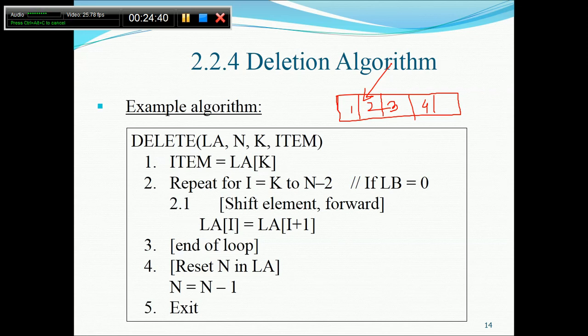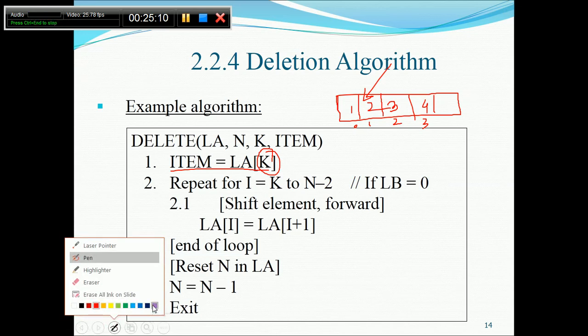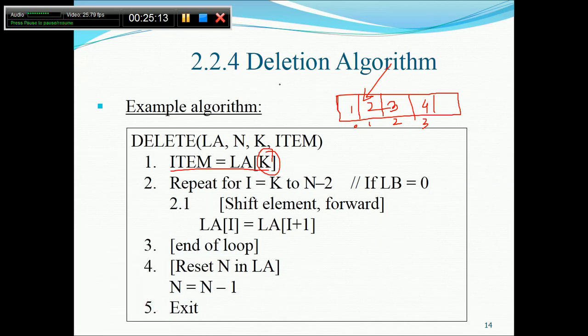Means you have to copy that deleted item into some temporary variable. So here I am copying this into the temporary variable, whatever I want to delete at the kth index, I copy this to the item. Item is a temporary variable. Now from k to n minus 2. Suppose the indexes are 0, 1, 2, 3. What is the k value? K is 1. So k is equal to 1. This loop is to be run to n minus 2.